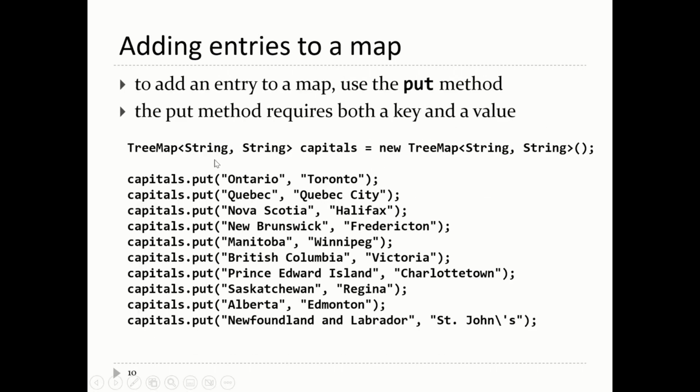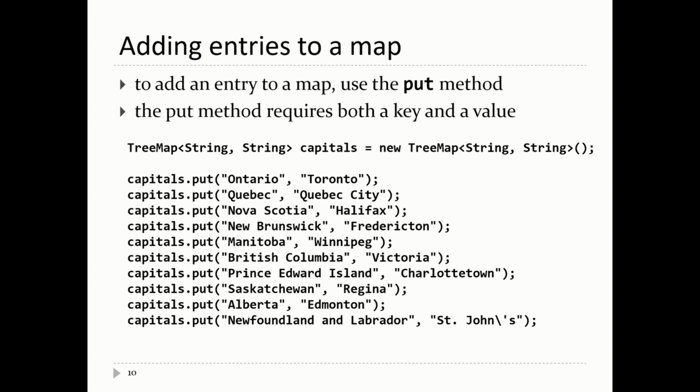When you make a map, you have to remember that a map has a key and a value. Every entry is made up of a key and a value. They can have different types. So when you specify a map, you need to specify the type of the key and then the type of the value. For the map of provinces to capital cities, they're both strings in this case, so I have a map of string, string. I'm going to use a tree map in this case, just for illustration purposes.